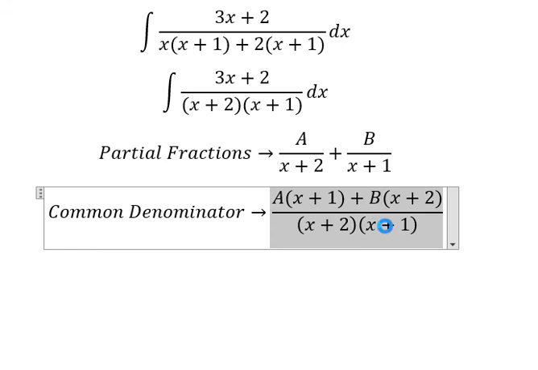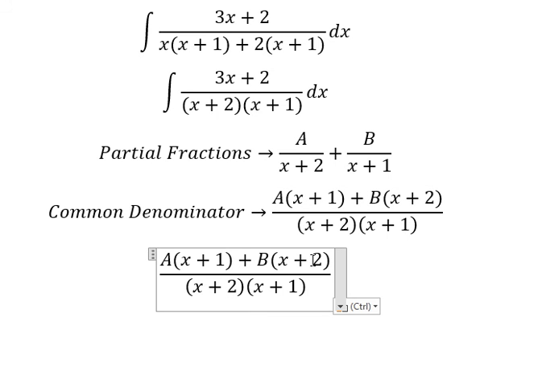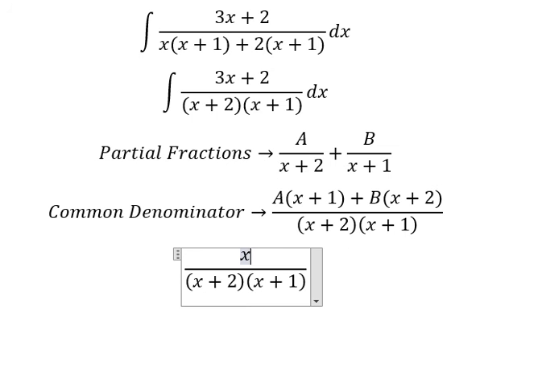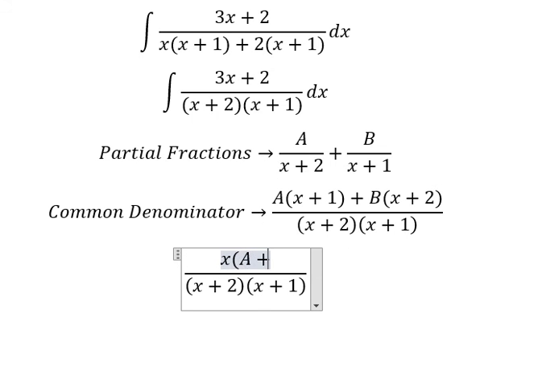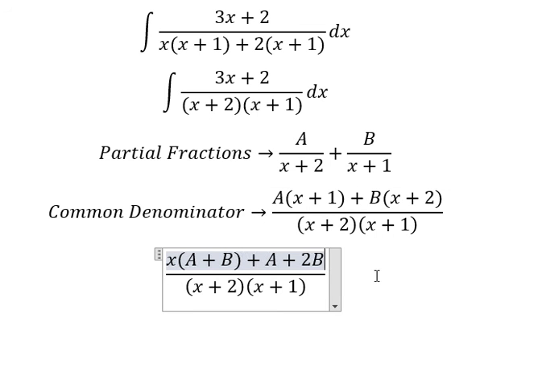Next, we need to arrange based on the terms of s. About s, we have a plus b. About the numbers, we have a plus 2b.